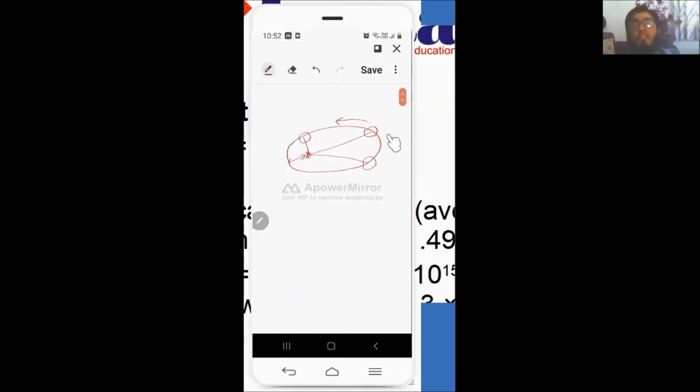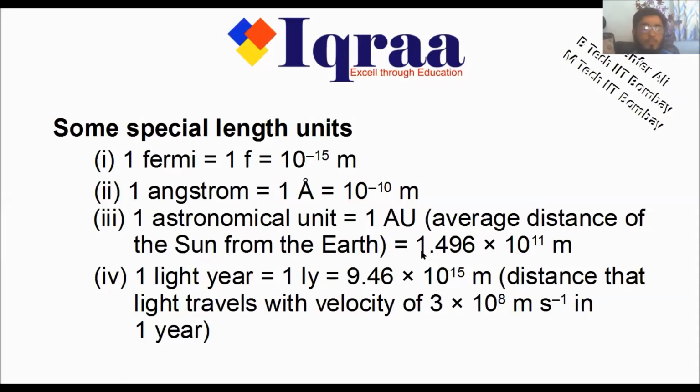So when you define 1 astronomical unit, we define it as the average distance of the sun from the earth, and this average distance, 1 astronomical unit, is equal to 1.496 into 10 to the 11 meter.